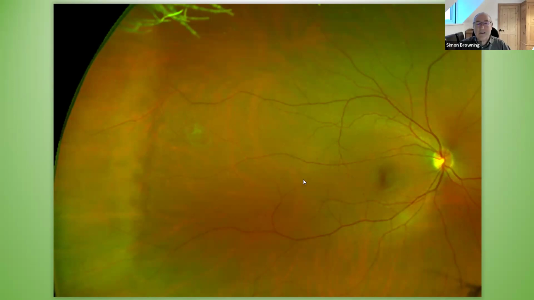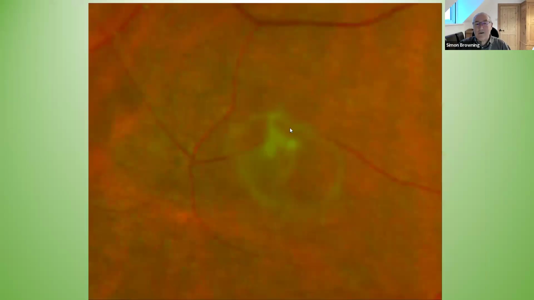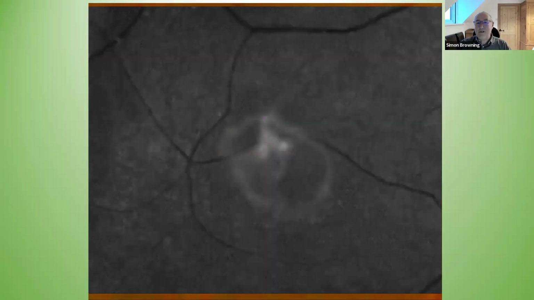If we magnify this up, you can see how the vitreous is obscuring the retinal blood vessel here, and this is pulling up into a peak. Beautifully shown on the green channel there. And the reason I so love this tuft is it belongs to my daughter.